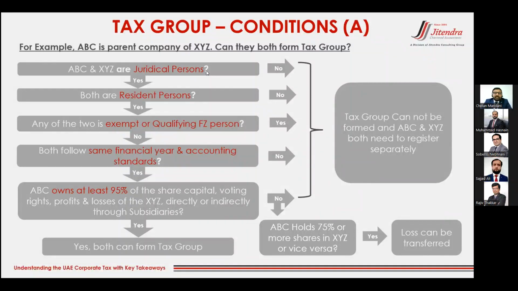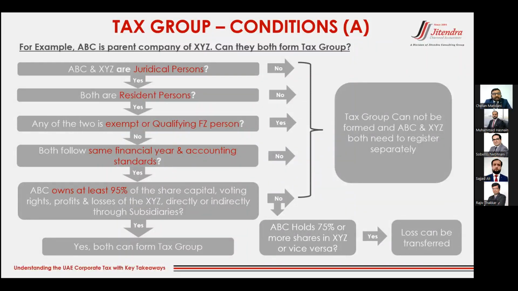So the next condition is that both the persons should be resident persons. So only if both the companies are resident, then only the tax group can be formed. Non-resident person cannot be a part of the tax group. Non-resident and resident persons, Mr. Rajiv explained in the earlier slide. Now the resident person means legal persons incorporated in UAE, foreign companies effectively managed and controlled from the UAE, and natural persons. But as we understood in the first condition, the natural person cannot be a part of the tax group. So if both the companies are resident person, we will check the next condition.